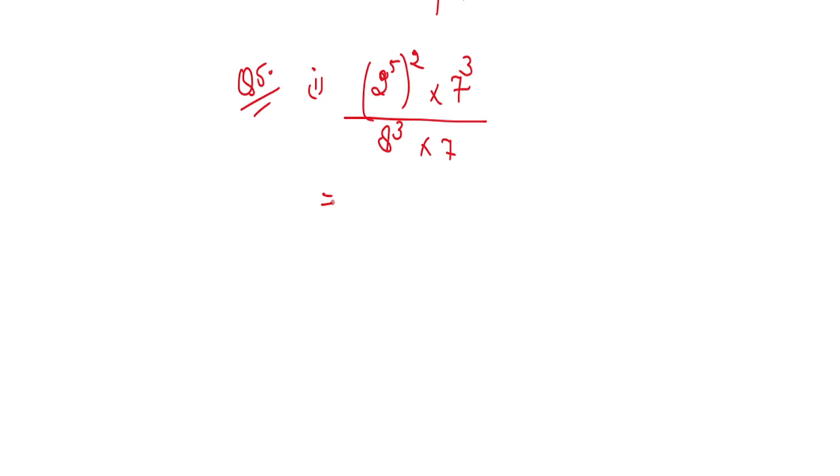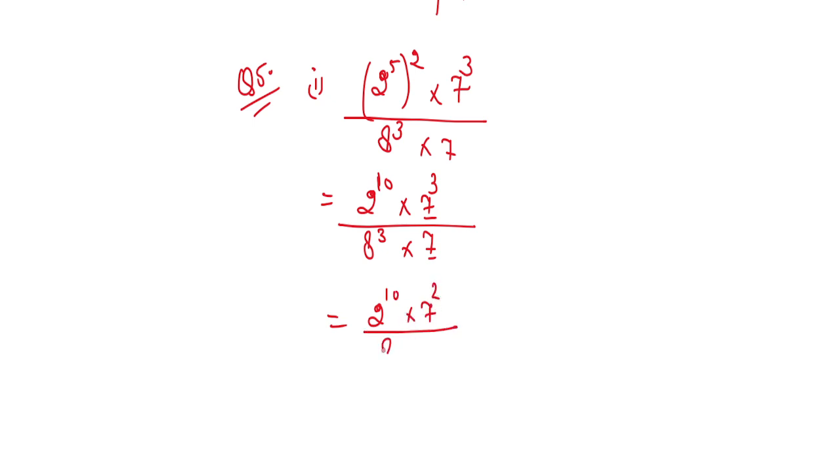Now, you know if there is a power in power, then you have to multiply it. So it is 2 raised to the power 10 multiply 7 raised to the power 3. Again, 8 raised to the power 3 and multiply by 7. Now the base is same here and it is in the division. So what you have to do, you have to subtract the powers. So 2 raised to the power 10 multiply 7 raised to the power 2 divided by 8 raised to the power 3. Okay.